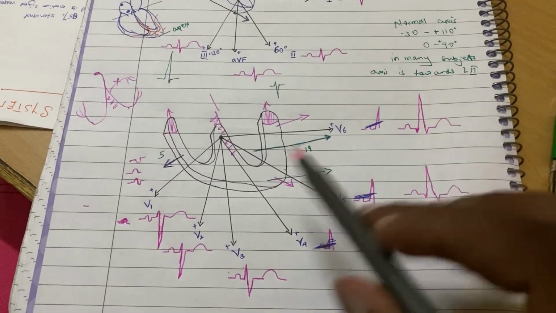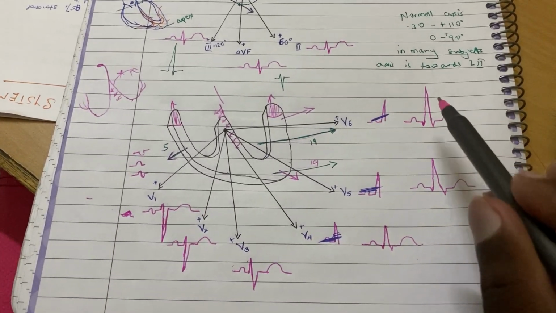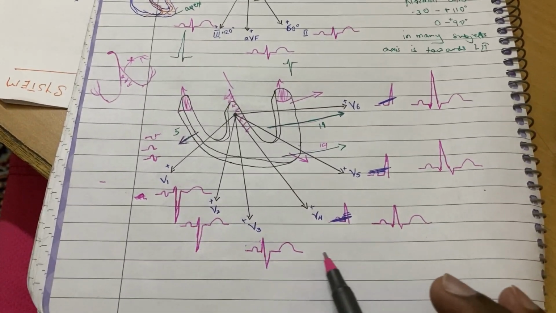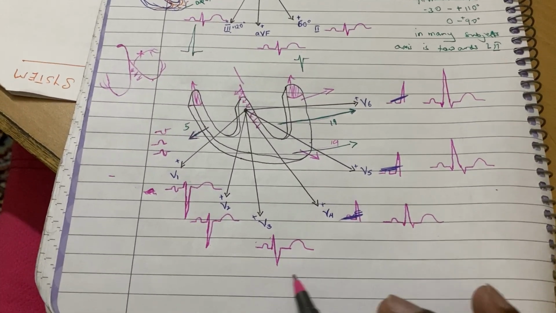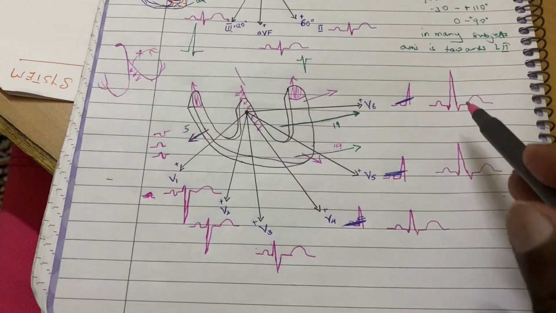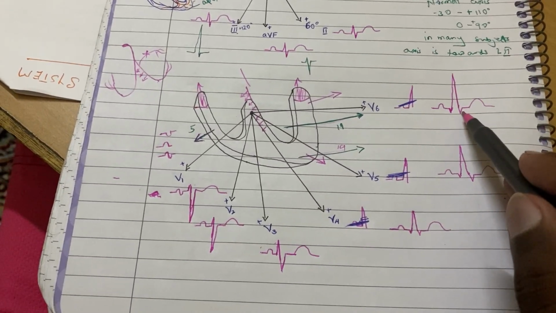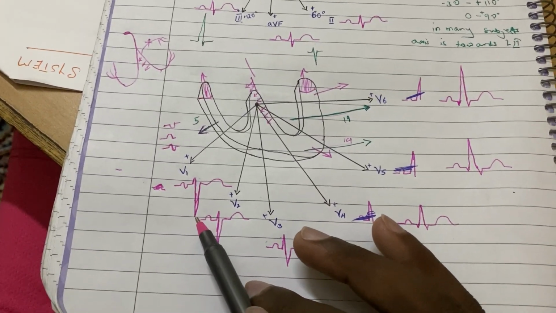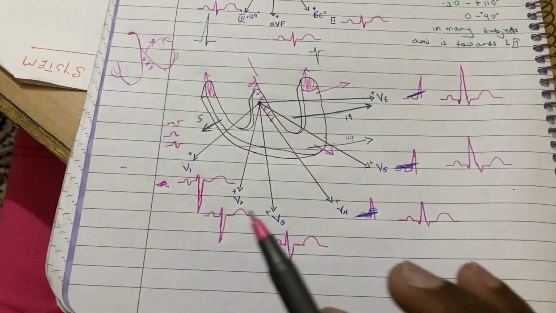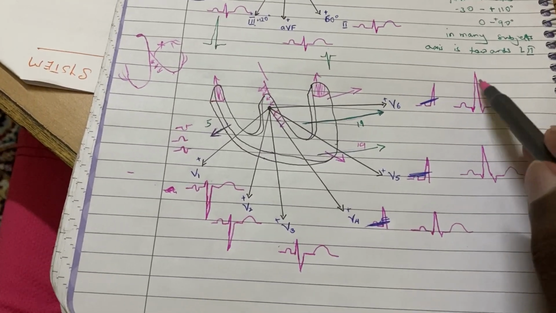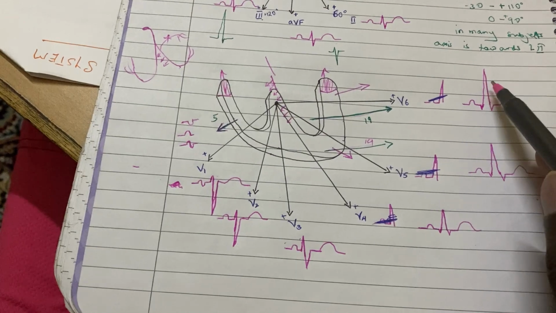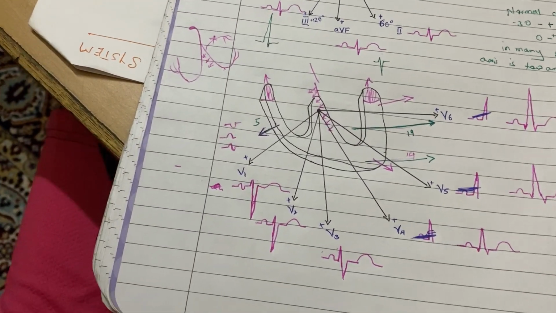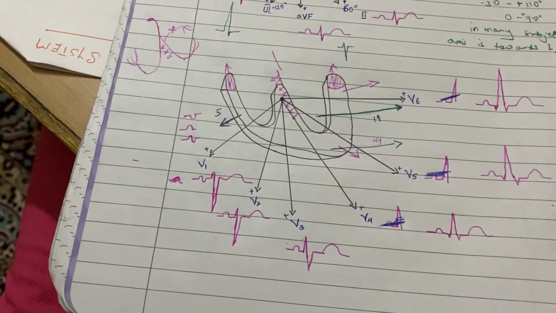From V1 to V6, we have a trend: R wave amplitude increasing and S wave amplitude decreasing. By the time we reach V6, S wave is very short, but in V1 it was deep. By the time we reach V6, R wave is tall, but by the time we were in V1, it was so small. That one is called R wave progression.